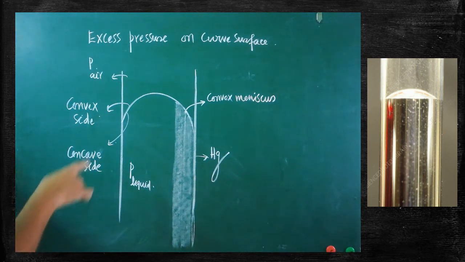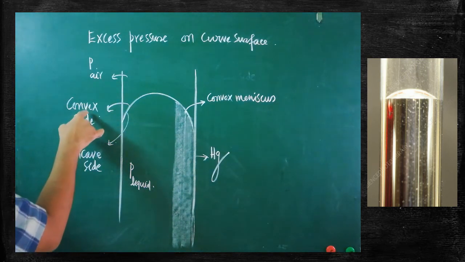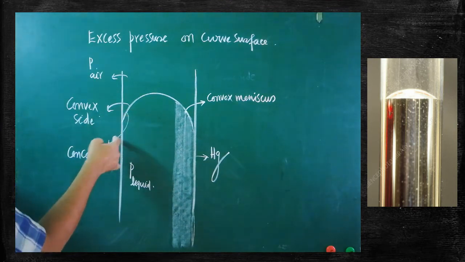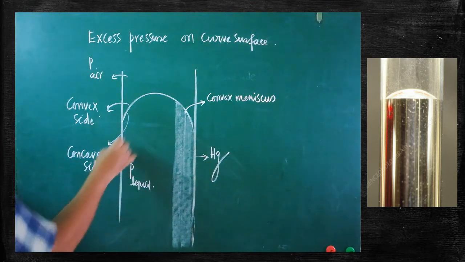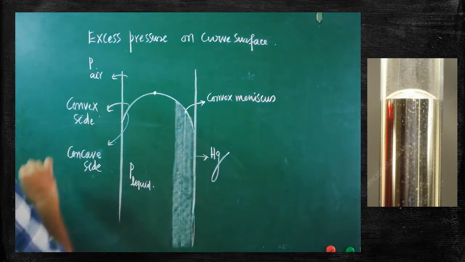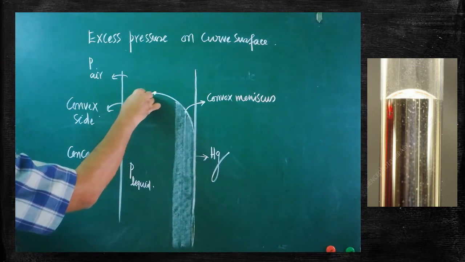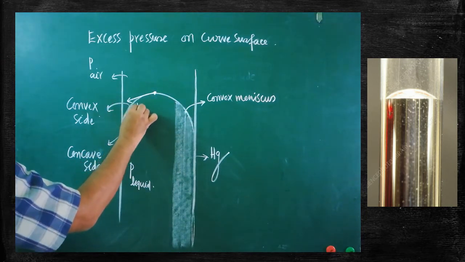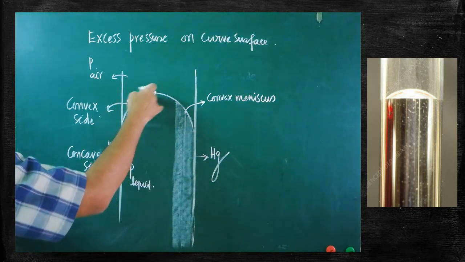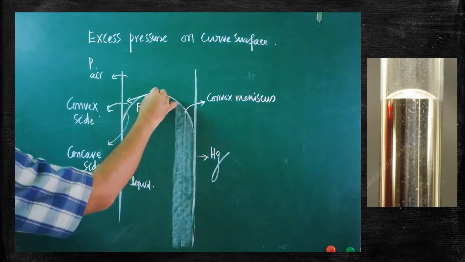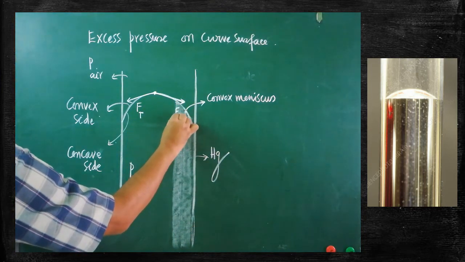So here there are two sides. The upper side can be called the convex side. The bottom side can be called the concave side. Are you clear? Now let us imagine a mercury molecule. Here the force due to surface tension will be acting tangentially, since it is curved. Is it clear? The force due to surface tension will be acting in this direction. Here also the force due to surface tension will be acting in this direction.